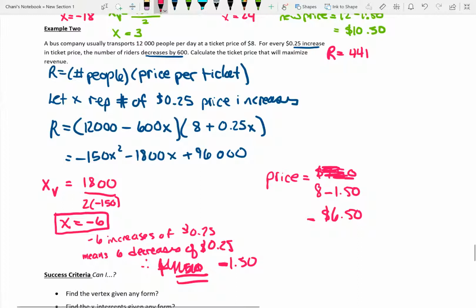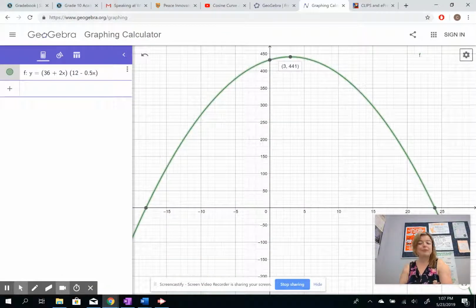So you can also graph this on GeoGebra if you want to see what that looks like. But it also, for the same reason, creates a curve. And the vertex in this case, the x value of the vertex would be negative 6, and you can find the corresponding revenue.